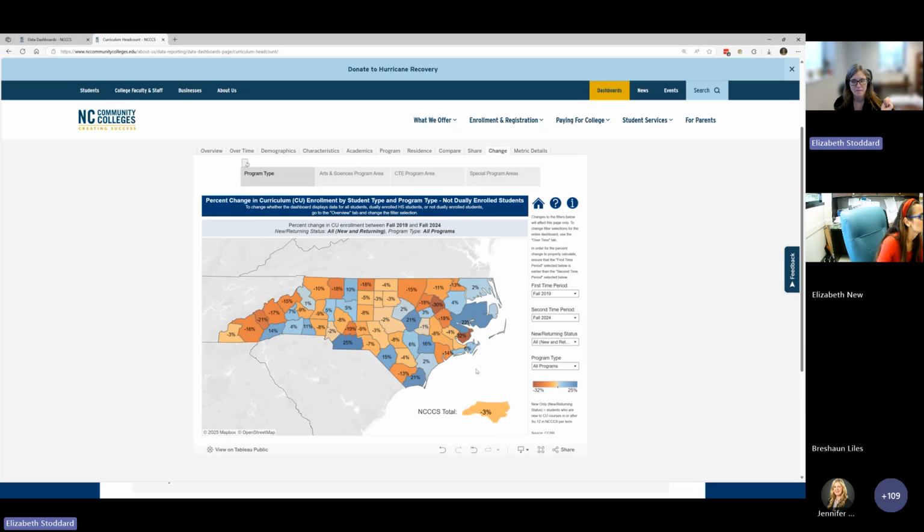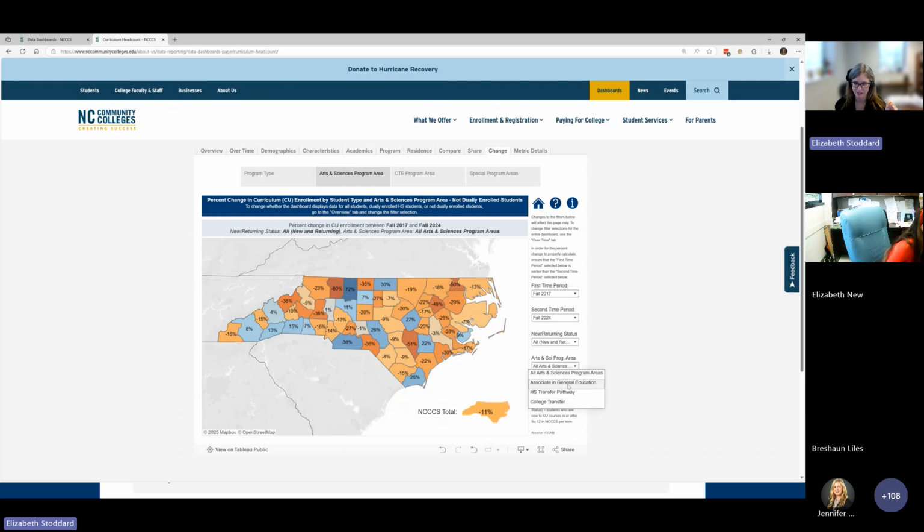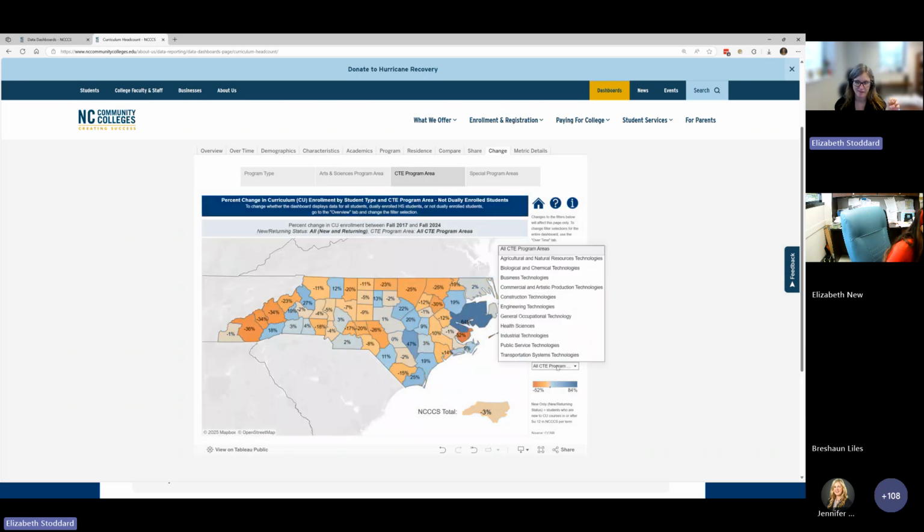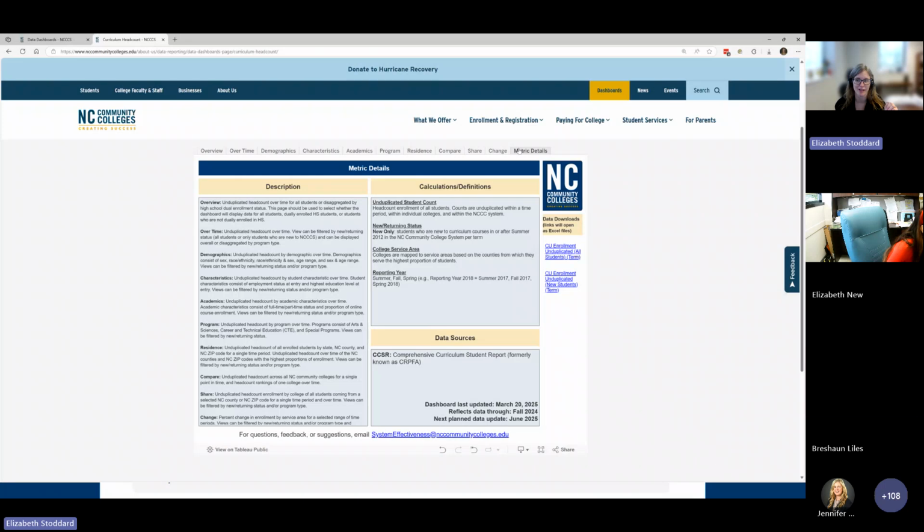these 2 periods. You can filter this down to the program type, and you can come over to each of these little tabs here to do a deeper dive into that percent change into the program area. So like you can filter by this specific arts and sciences program area, the specific CTE program area, and so forth. I'm going to end on the last page of the dashboard, which is metric details.